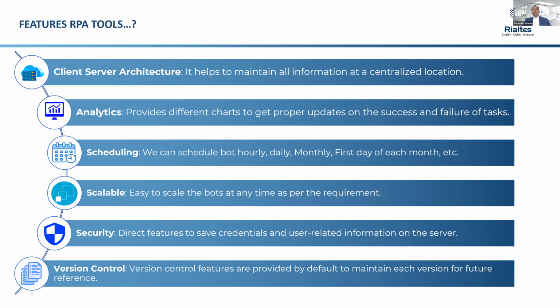Now version control. If you're developing any software application, it doesn't mean that it will work without any issue. So most RPA tools provide version control for bots. You can also connect with GitHub or GitLab. This kind of feature is provided by default by any RPA tool.